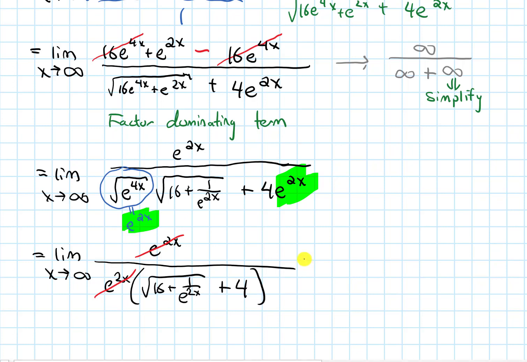And now let's plug in. We get 1 on the top. Over, on the bottom, we'll get root of 16 plus 1 over infinity, which is getting close to 0. And then plus that 4. So we get 1 over 4 plus 4, which is 1 over 8. And that is our answer.